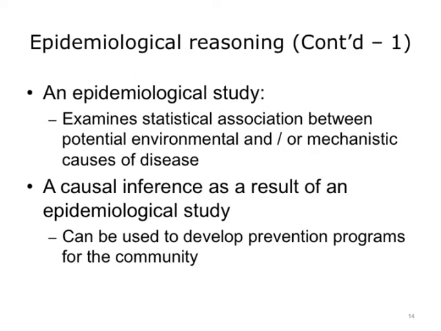An epidemiological study is used to examine the statistical association between potential environmental or mechanistic causes of disease. This type of study can be used to develop prevention strategies to reduce the incidence of disease within a community. Continuing with our example from the previous slide, if we see that women within a specific age range have an increased likelihood of being diagnosed with an aggressive form of breast cancer, which then reduces their 5 years survival rate, we want to determine the best possible methods for increasing survival.